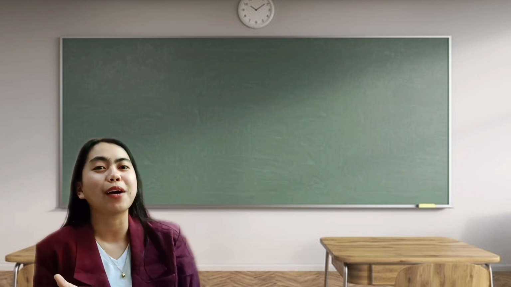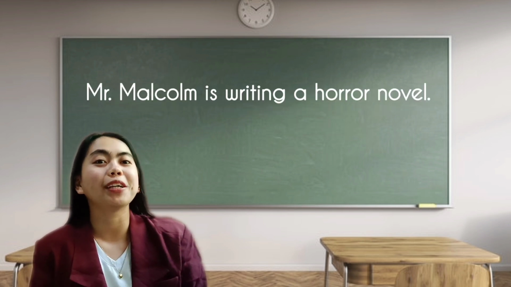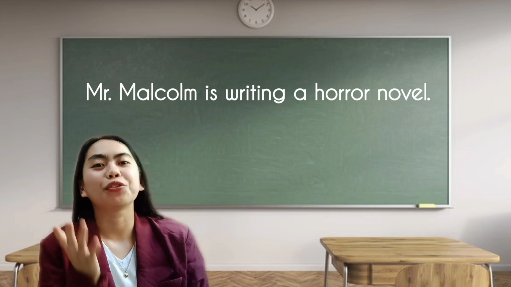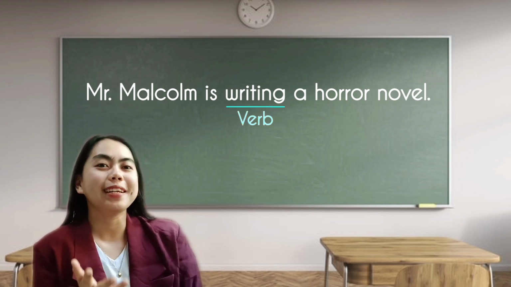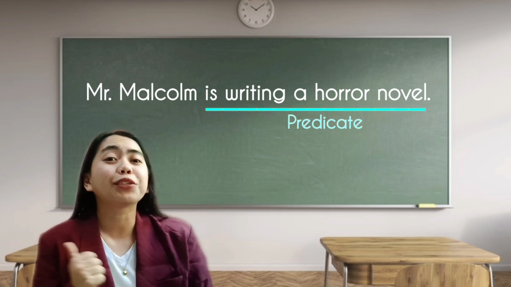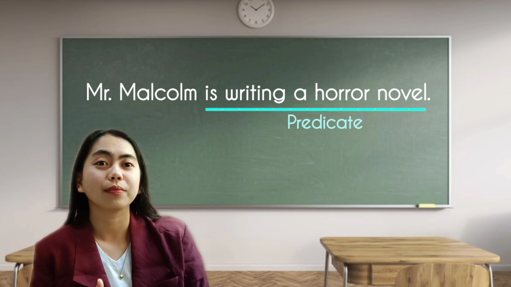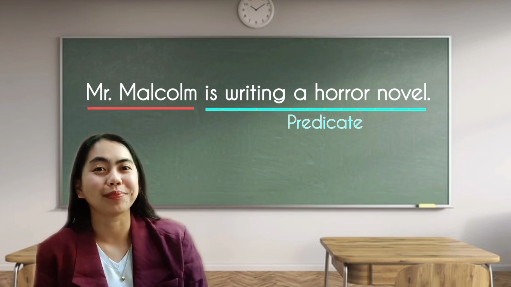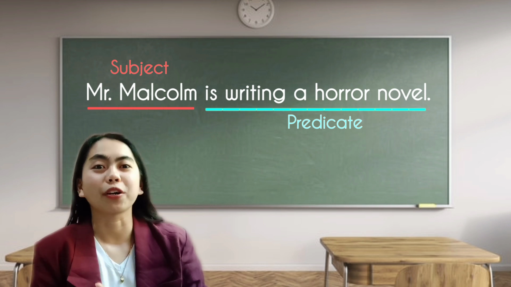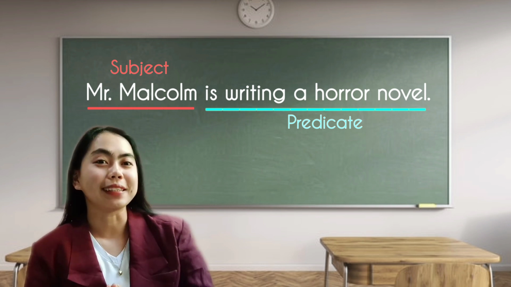How about the example B? Mr. Malcolm is writing a horror novel. The verb in the sentence is writing. Therefore, our predicate is writing a horror novel. Now, who is writing the horror novel? It is Mr. Malcolm. Therefore, the subject of our sentence is Mr. Malcolm. Now you know what a sentence is.